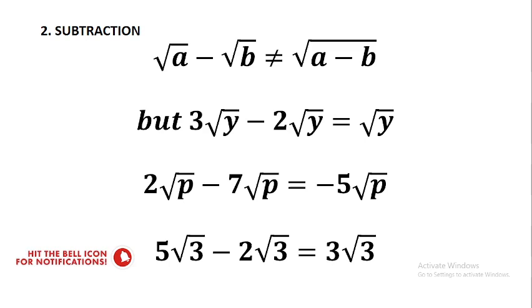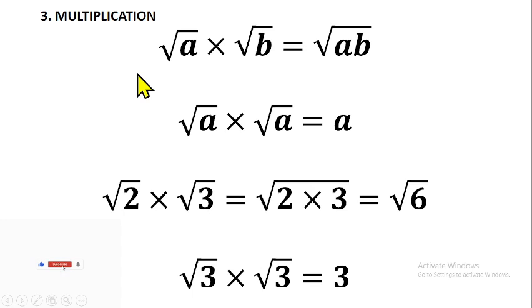Let's go to the next law or rule. The next rule is on multiplication. How do we multiply SODs? We have talked about addition. We have talked about subtraction. How do we multiply SODs? When it comes to multiplication of SOD, we can multiply different SODs. Whether the same SOD, like SOD or different SOD, we can multiply them out. We cannot add or subtract unlike SODs, but we can multiply unlike SODs.